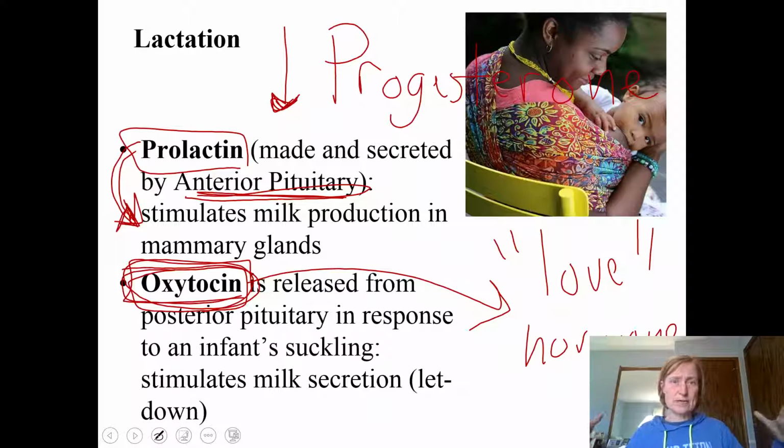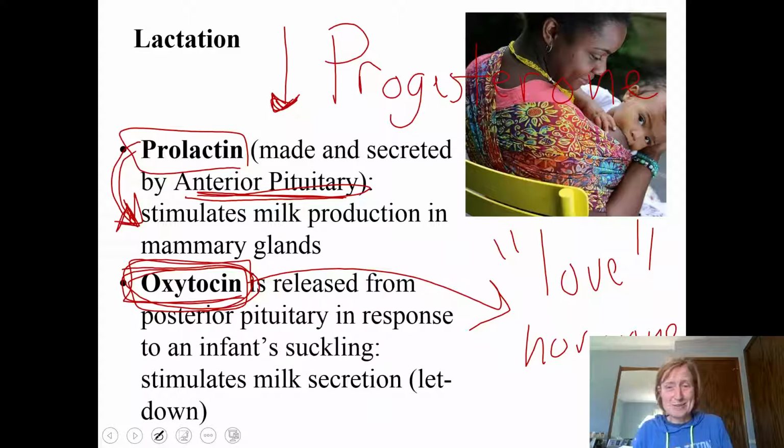Mom's uterus is big and stretched out, and the oxytocin, especially early in nursing, in the first couple of weeks, even the first couple of days, helps that uterus shrink. The presence of the oxytocin causes the uterus to shrink back to its normal size, and that's going to prevent too much bleeding from happening. So that's good.